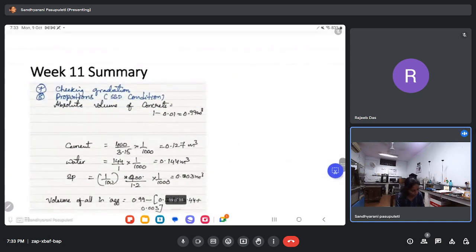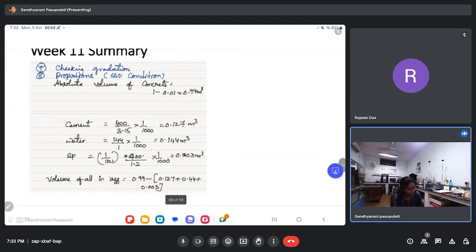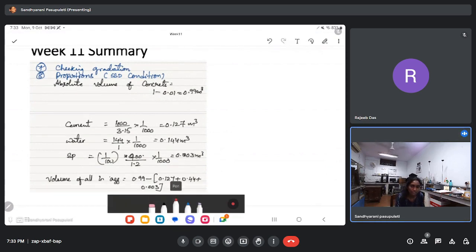Checking gradations, if they provide them, we have to check for gradation. All the proportions that we have got are for SSD condition. We should not forget that all the tables are for SSD condition. So we have to actually calculate for the dry conditions.